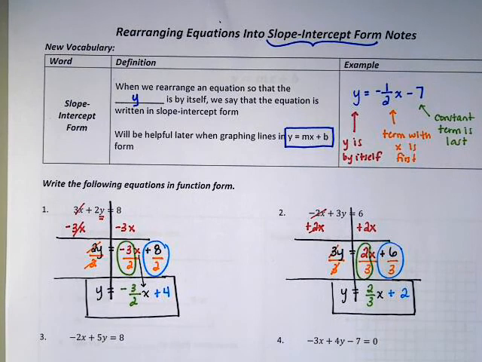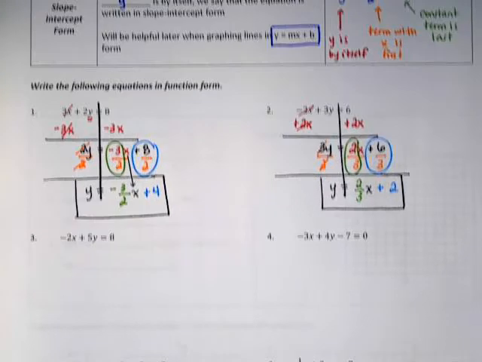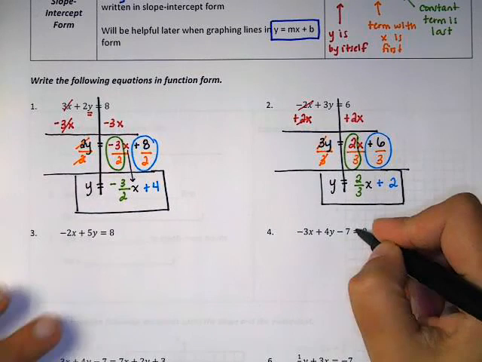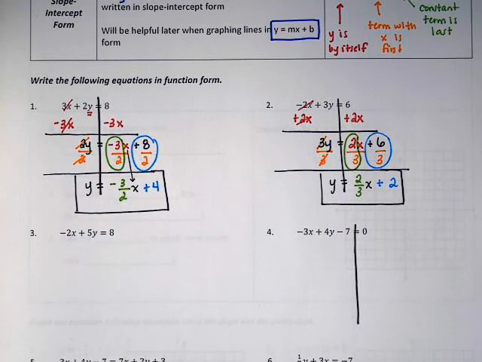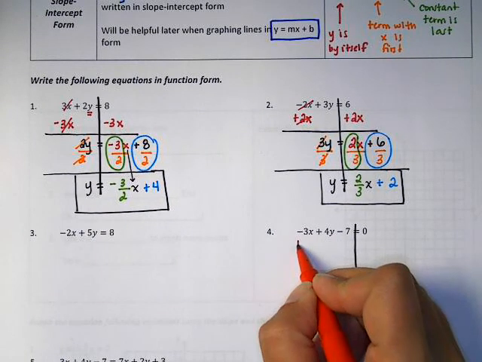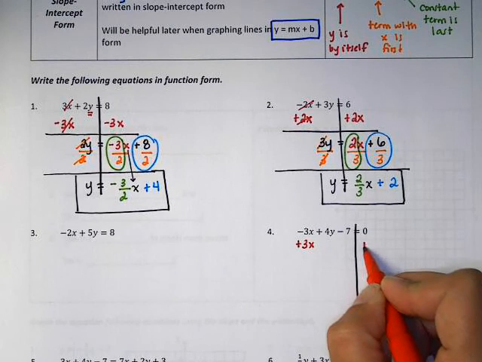Let's take a look at another example. Let's skip number 3 for right now, and let's do example 4 together. So in example 4, it's a little bit of a different problem. We're still trying to get y by itself. To do that, it's going to look a little bit different than the first two problems. The first thing I'm going to do here is add the 3x to both sides.